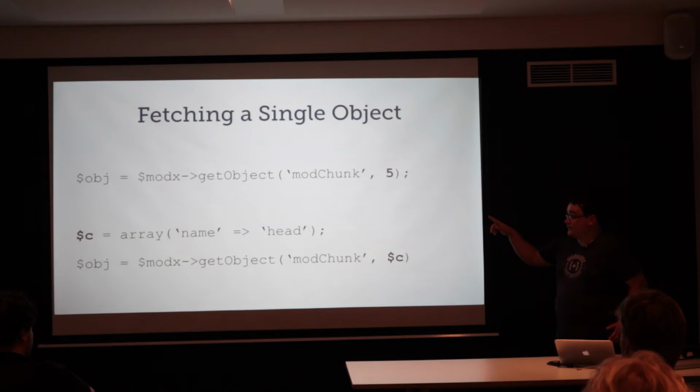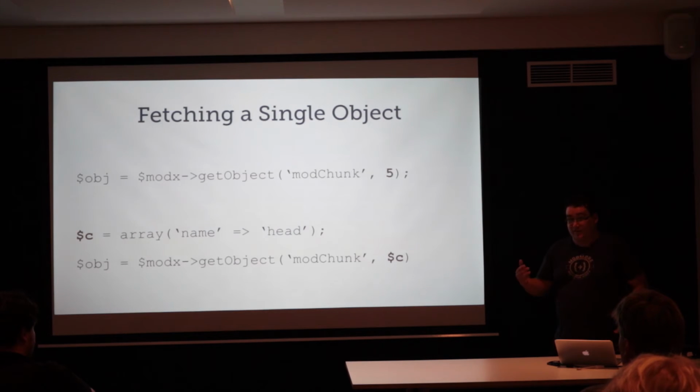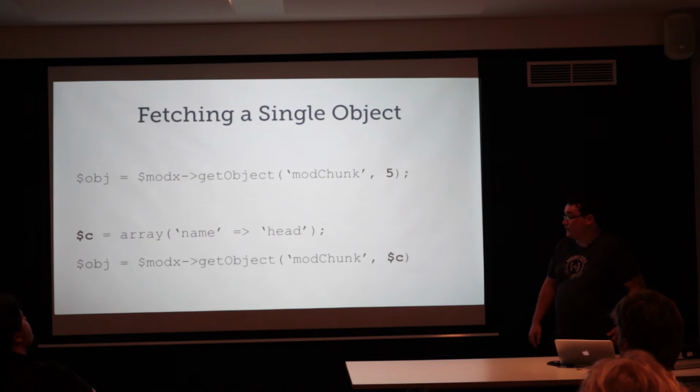In this case, MODX extends XPDO, so when you see MODX, it could also be an XPDO instance. You just call getObject with the name or type of object you're looking for. So modChunk is a chunk, and you pass the ID, or in the second example, an array of more complex criteria. This works for every type, so for resources, users, anything works with the same API.